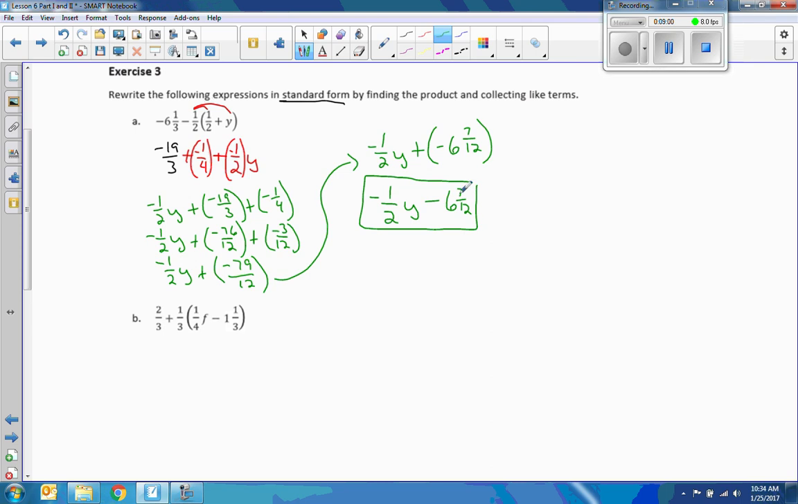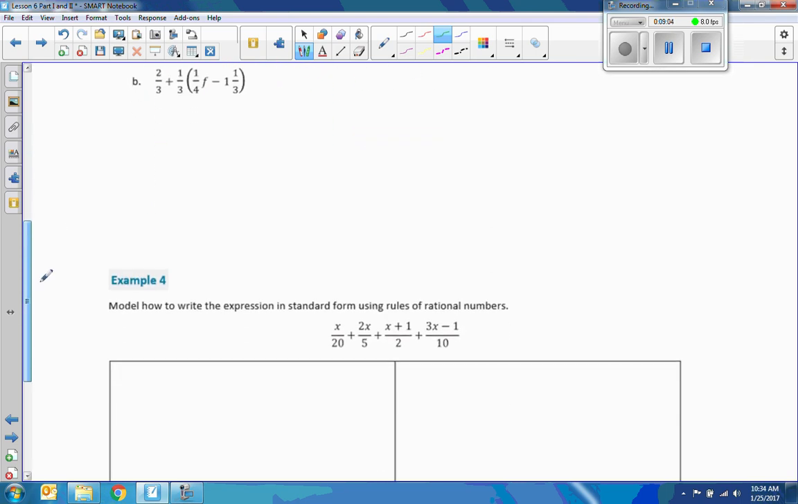Okay, some of these can get a little complex, but it's not too bad if you take your time and do one step at a time. Okay, 2/3, 1/3, 1/4, 1 1/3. So we only have one improper fraction, so I'm going to just rewrite all of these. Three times 1 plus 1. Okay, so now I just made that improper.